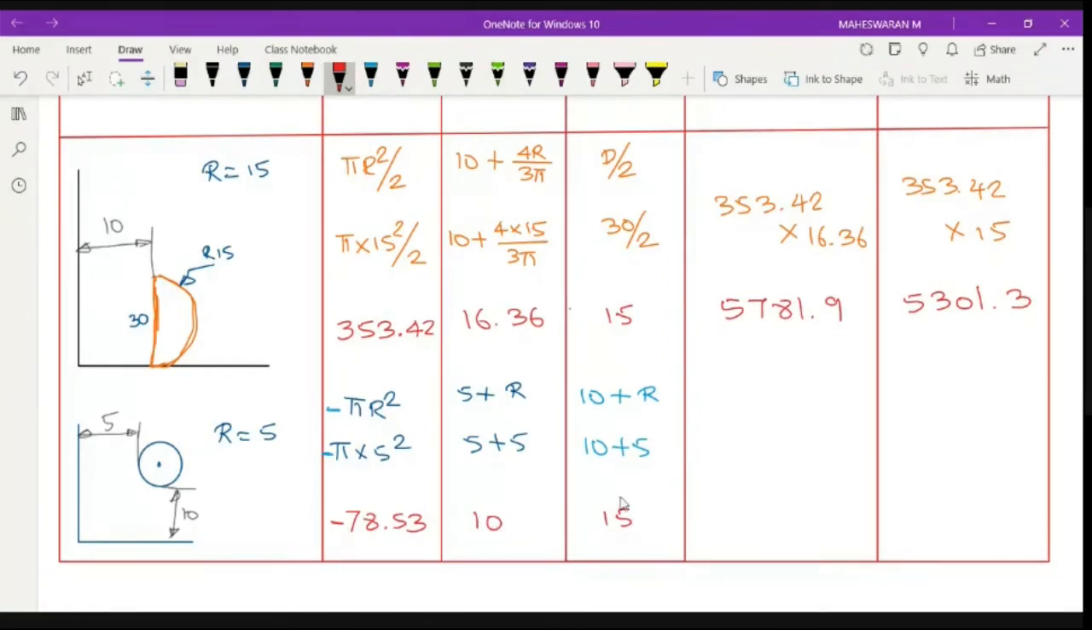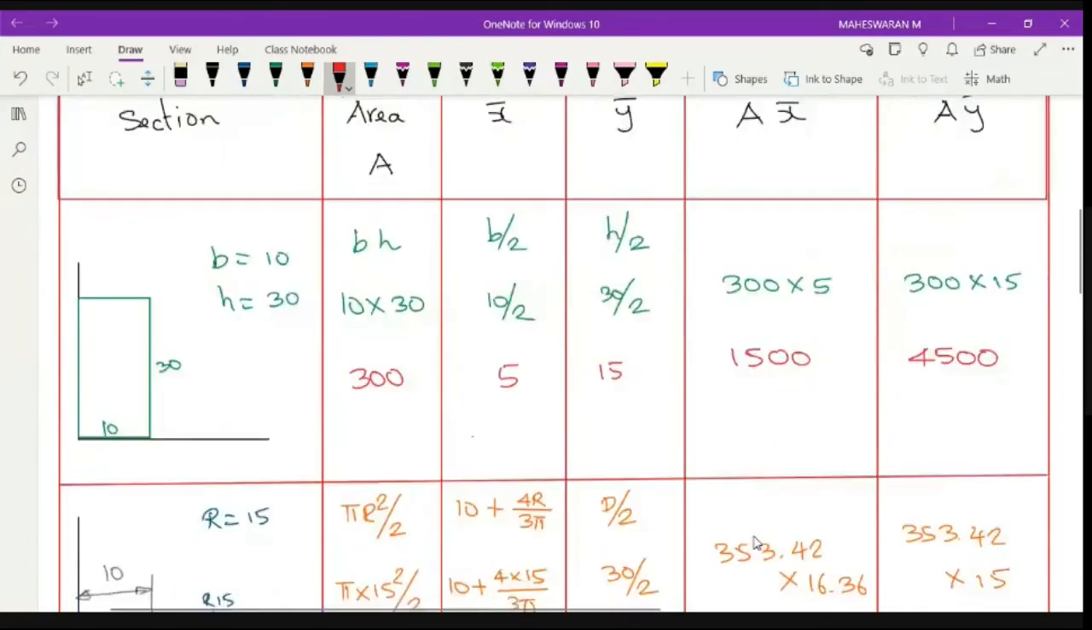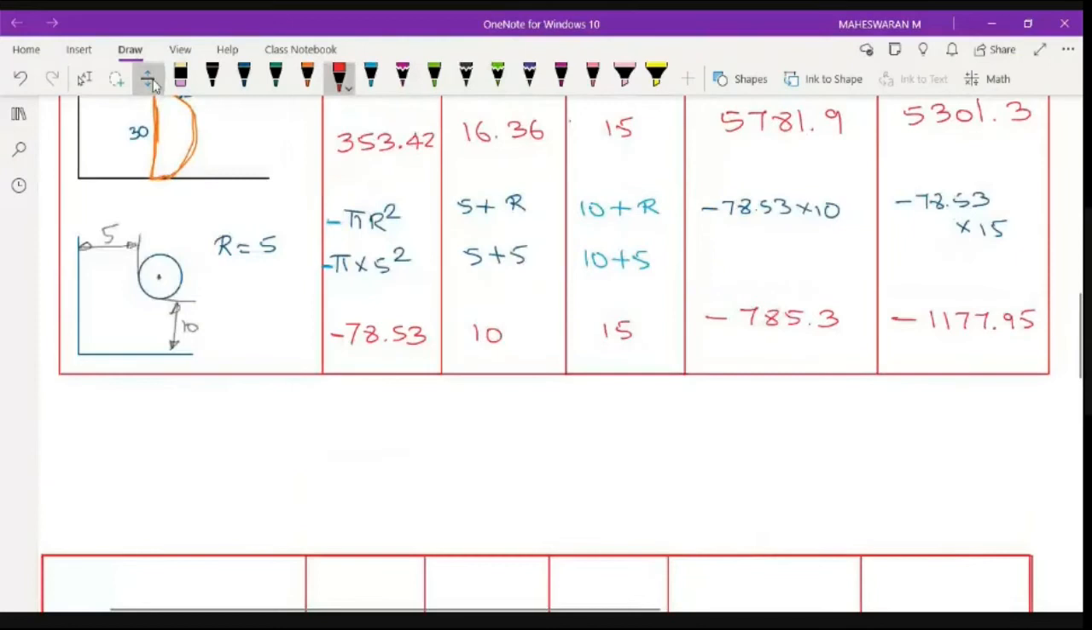Right? So when I multiply, you know that, so I will get the values accordingly. So it is minus 78.53 into 10, and this is minus 78.53 into 15. So what will we get? This one will be minus 785.3. What about this one? 1177.95, sir. Minus 1177.95. Good. So now we identified what the values are with respect to this.